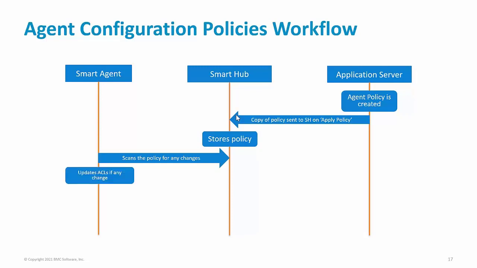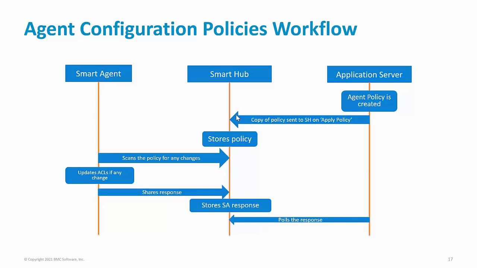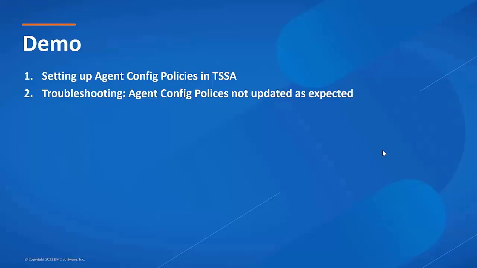The Smart Agent then updates the ACL on the target server if there is any change detected in the agent policy. Once done, the Smart Agent will share the response with the Smart Hub, and the Smart Hub stores this response. The application server will then pull this response from the Smart Hub and update the response in the application server end. Now let's proceed with the demos of how to set up the agent configuration policy and its troubleshooting.